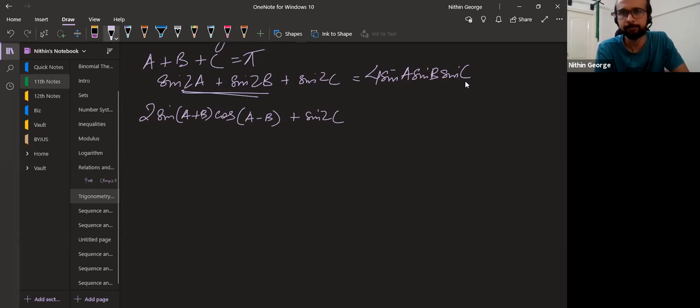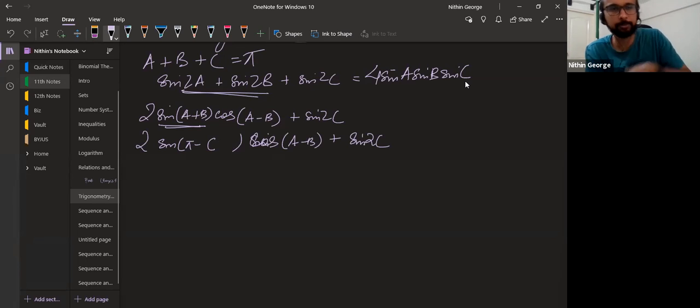Now what can you do here? This sine of theta, I can write it as sine of pi minus C. So I can do that directly actually. I don't need to write it this way, because sine theta and sine of pi minus theta are the same. I went for that, but that is actually unnecessary. So this becomes cos of A minus B plus sine 2C.